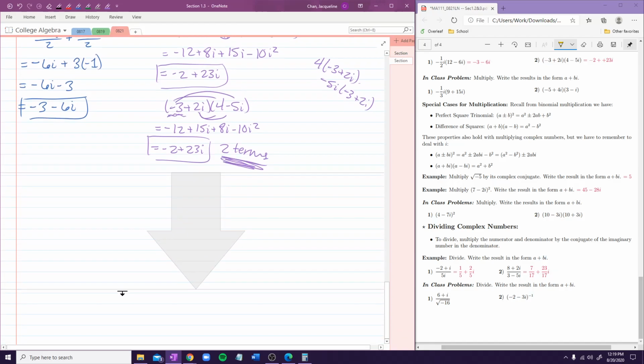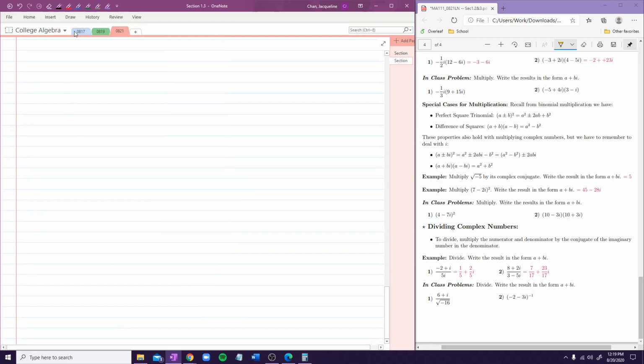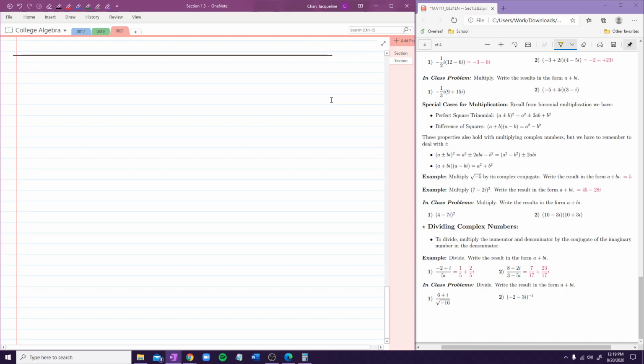Right. So with multiplying, we also have special cases in multiplying. Right? And so for multiplication, we have the perfect square trinomial, which is (a plus or minus b) quantity squared, and that is equal to a squared plus or minus 2ab plus b squared. We also have the difference of squares, which is (a plus b) times (a minus b), and this equals a squared minus b squared. Alright, if you just FOIL it out, that's what you'll get.